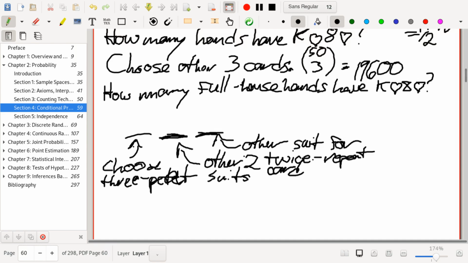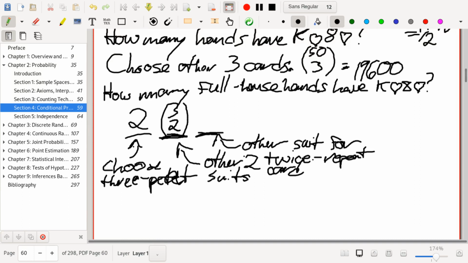So let's see. First, how many ways are there to choose the card that's going to be repeated 3 times? Well, we could either choose king or we could choose 8. So there's 2 ways to pick that card. Now we need to pick the other 2 suits. Let's say that we chose king, the king of hearts. We can't choose hearts because we've already got the king of hearts. So that leaves spades, diamonds, and clubs. So we have 3 possibilities, of which we're going to choose 2.